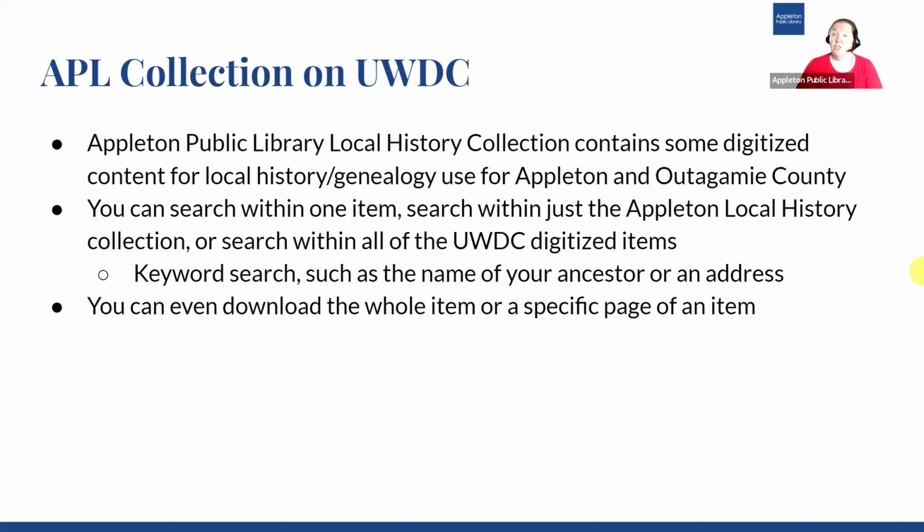What you want to do is a keyword search, such as the name of your ancestor, or an address, or a certain thing that you want to search for. On the site, you can even download the whole item, like a book or a plat book, or a specific page of an item where your ancestor is featured.